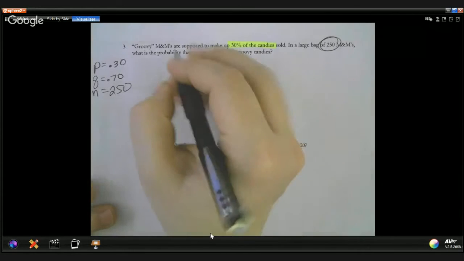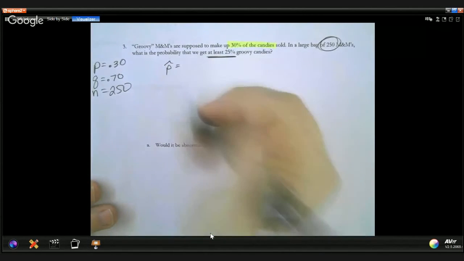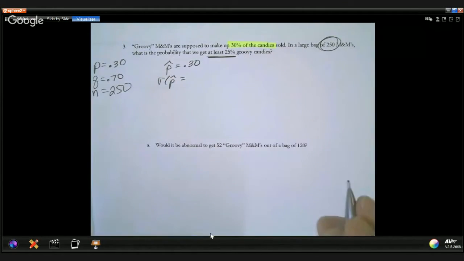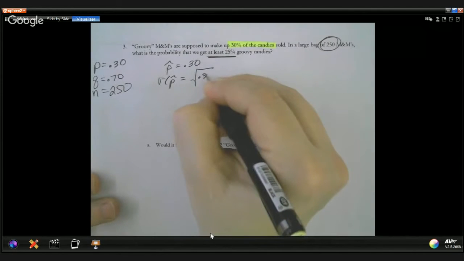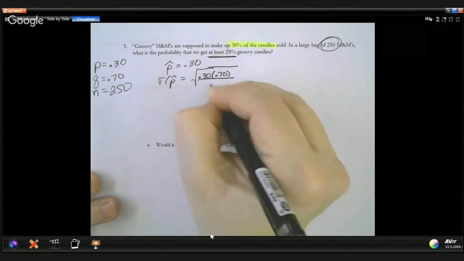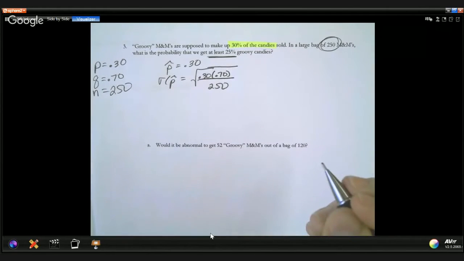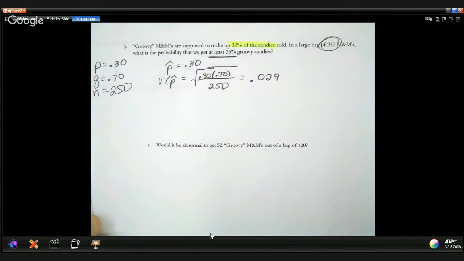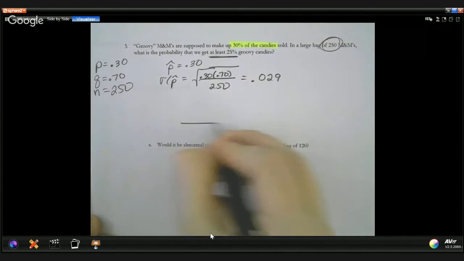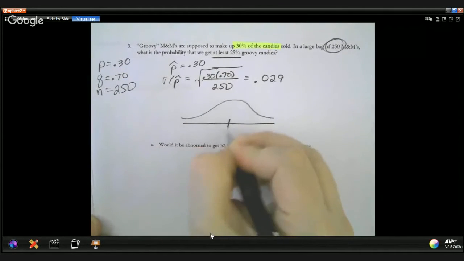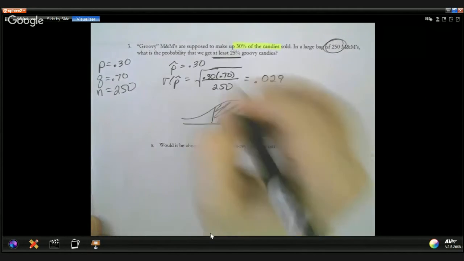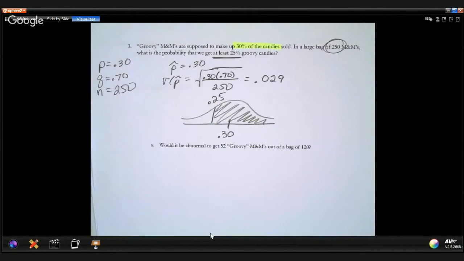So I need to find my mean for the population, which is still 0.30, and my standard deviation for the population, which is the square root of 0.30 times 0.70 divided by 250. And then the square root of that. So it actually is the same square root that we just had. So it's asking, when will we get at least 25%? Well, let's see. My mean is right here, and at least 25%. So that means above that. So I'm going to do my normal CDF.